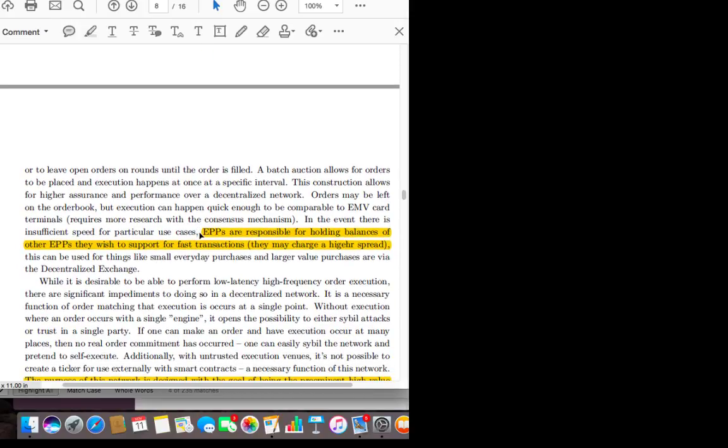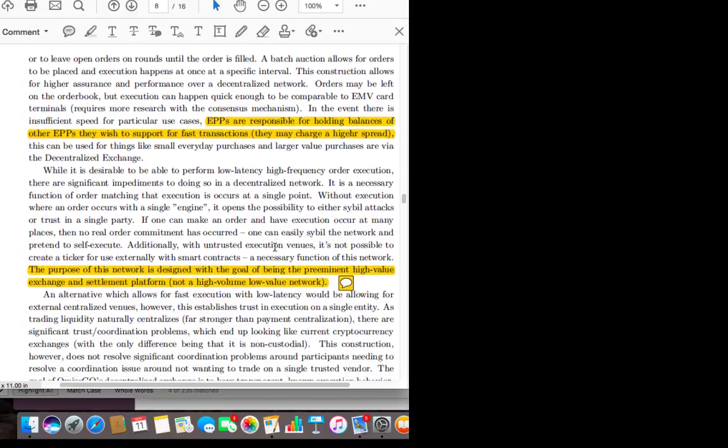But the e-wallet providers are responsible for holding balances of other EPPs they wish to support for fast transactions. So they may need to have a specific reserve to basically have an e-wallet system that can support very fast transactions, like your coffee cup scenarios. Okay, that's what that's about.